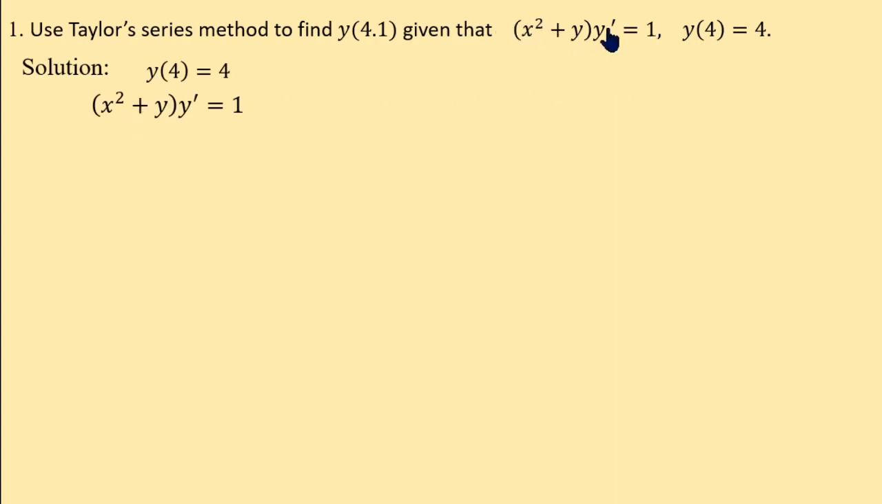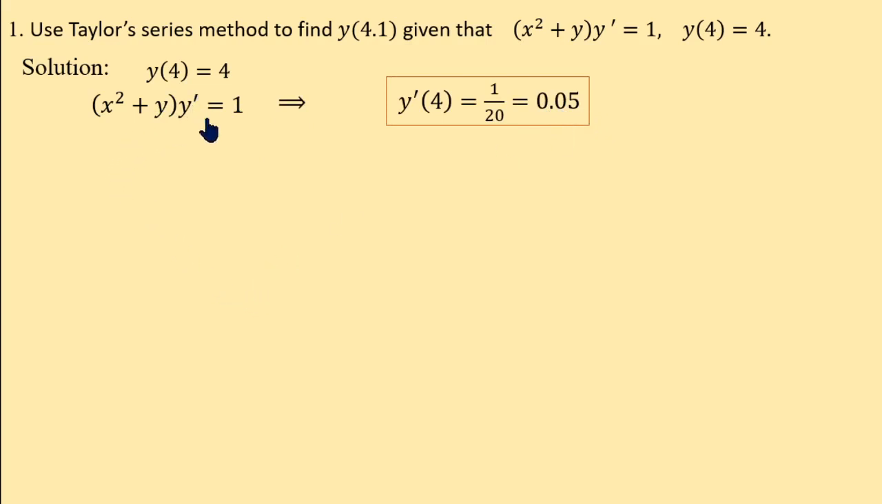And here the differential equation given is x square plus y into y dash equal to 1. x naught is 4, y naught is 4. Substitute x value 4, y value 4. 16 plus 4 is 20. 20 y dash at x equal to 4 is 1. Therefore, y dash at x equal to 4 is 1 by 20. 1 by 20 is nothing but 0.05.